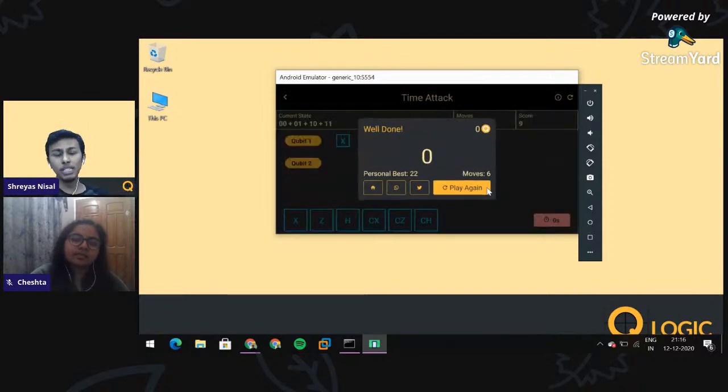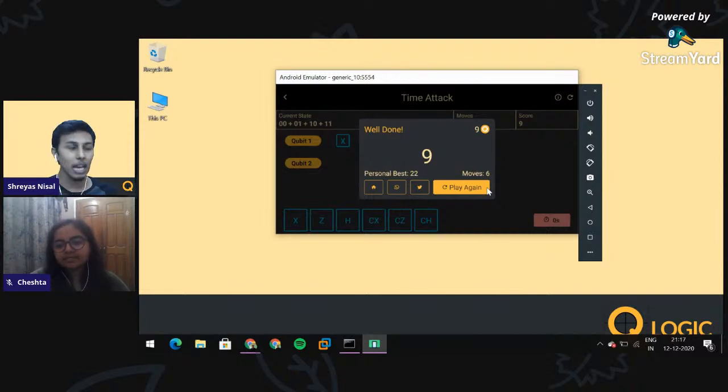So the way the scoring system works is, if the state that you obtain has 4 terms separated by plus or minus, then you get a +4 for achieving that state. And if it has, let's say, 2 terms, then you would get an increment of 2 for that state. So this is how the time attack scoring works.